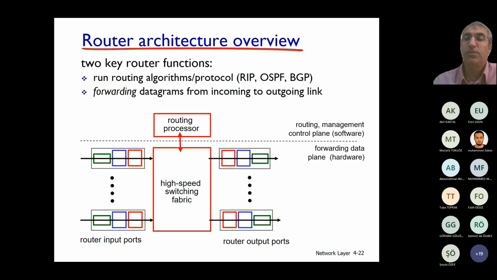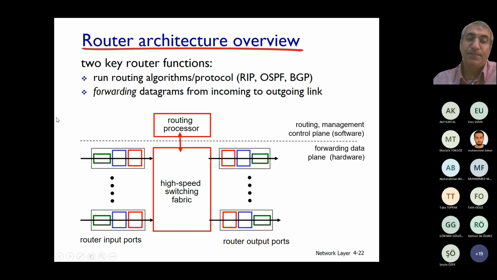So in terms of hardware and software architecture, we split the router into two parts. The control plane is the software and it's responsible for the routing and the management, and the hardware part, which is called the data plane, is responsible for forwarding the packets.